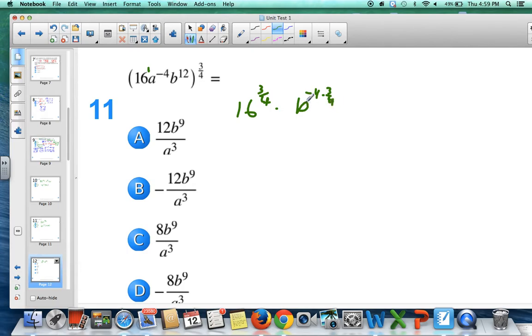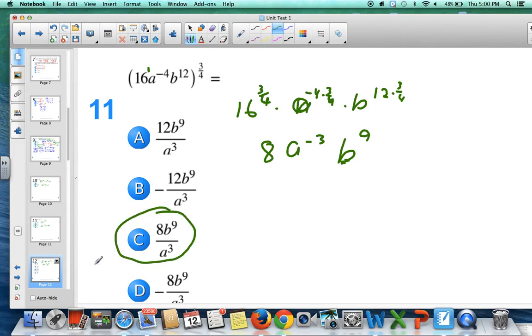Excuse me, yeah, that's a, not b. A times b to the power of 12 times 3/4. So 16 to the 3/4 is 8, and that's going to be a to the negative 3, and b to the 4 cancels, to be 9. And that isn't written there in that form, but this negative exponent goes to the bottom of the fraction, and we get this number right here, c.